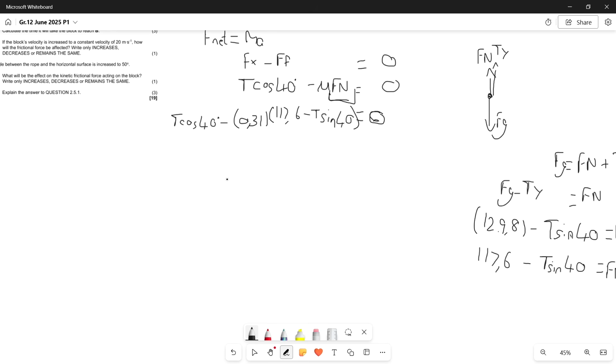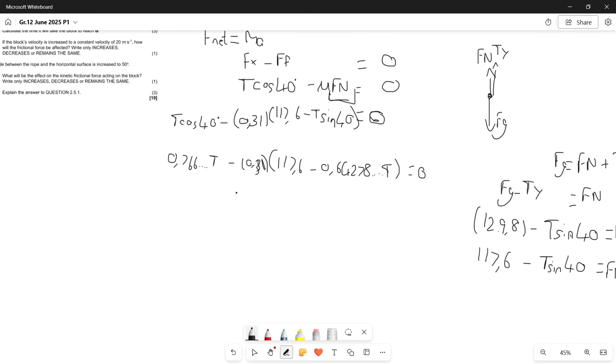So cos 40 equals 0,766 T. Never round off until the end, so that's why I'm just putting the dots here. Minus sin 40 is 0,64278 T. 117.6 was here, and then we still have our 0,31 to distribute into both of these.